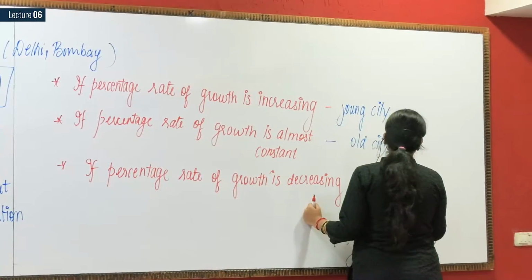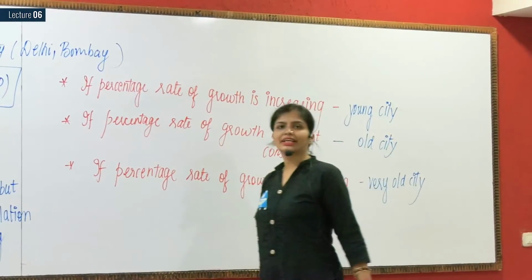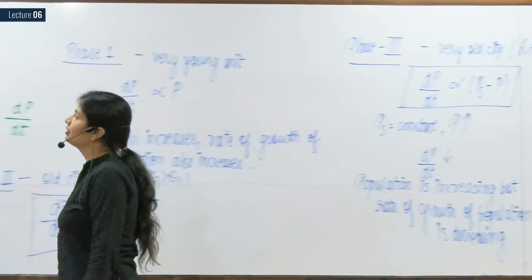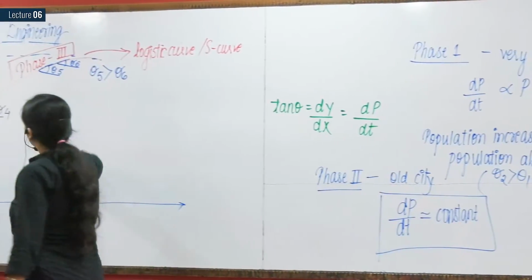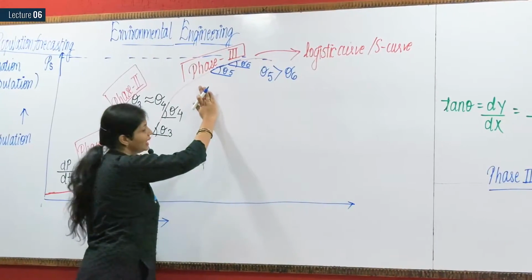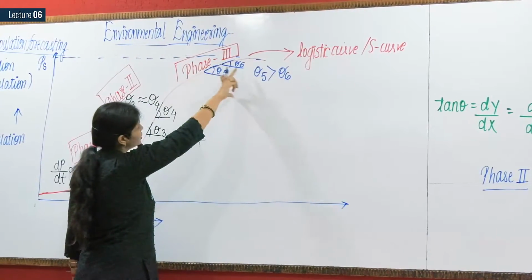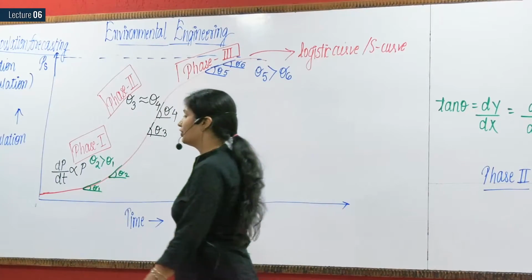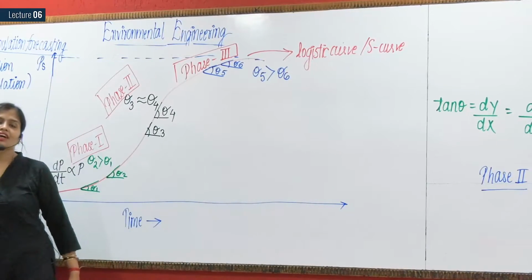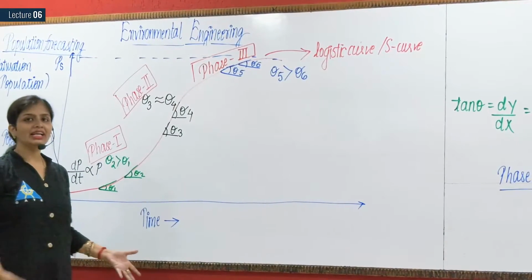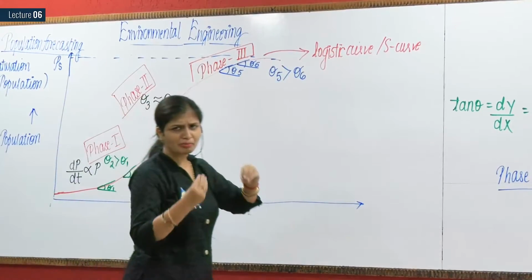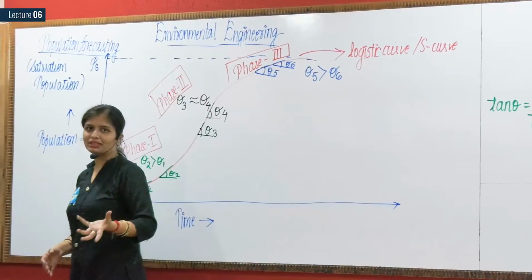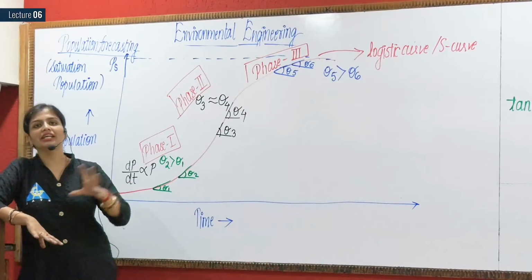Now, can you tell me, what if a city is almost on the verge of reaching a saturation population? As you can see from the graph, the very old city is on the verge of reaching the saturation population. So what happens in this case? What we do is we construct, or to be precise, we develop a new city nearby.